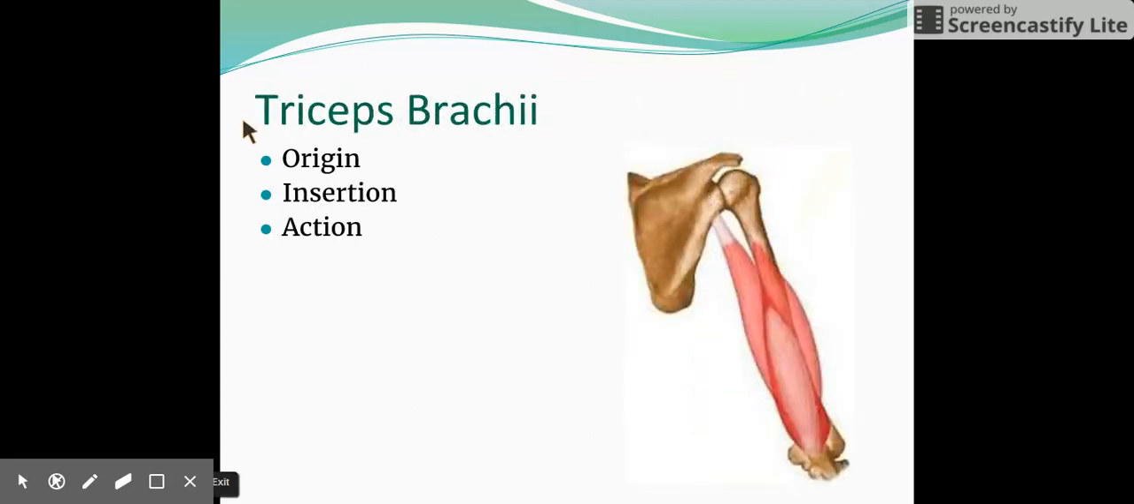Speaking of extensors, here is our first one. This is triceps brachii. This is the antagonist to biceps brachii during flexion, and it is the prime mover during extension of the forearm. Its origin is here on the scapula and on the humerus, because remember, it has 3 different origin points. Its insertion is down here on the ulna. And then its action, like I said before, is extension of the forearm. It's the prime mover for forearm extension.